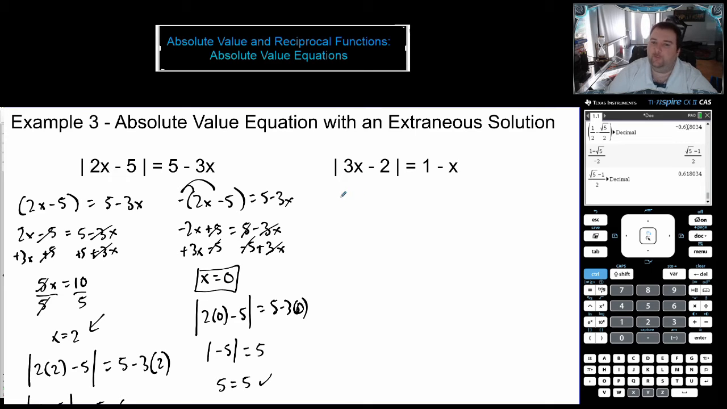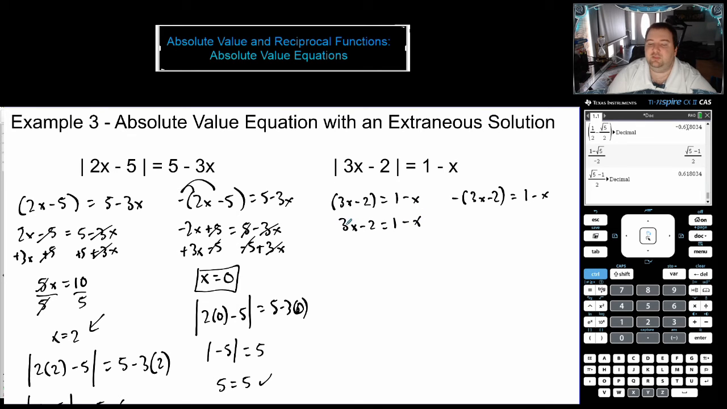Let's try this one out. We have two cases again. One where 3x minus 2 is positive, and one where 3x minus 2 is negative, equals 1 minus x. Now, of course, we can just drop the parentheses here. 3x minus 2 equals 1 minus x.